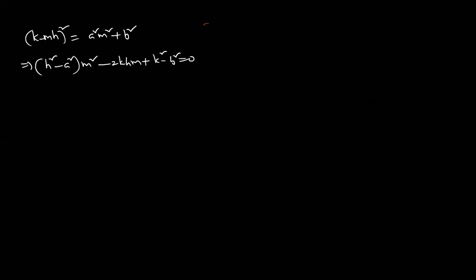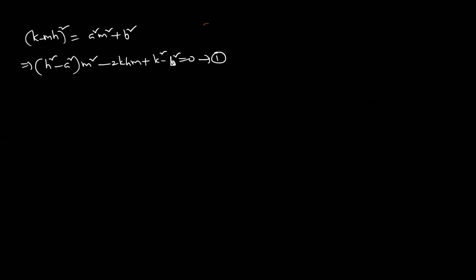So passing through this point means what is the result coming, anyone? k minus mh whole square is equal to a square m square plus b square. Now converting, what is the formula coming? h square minus a square into m square minus 2khm. What next? k square, means transposition. k square minus b square is equal to 0. This is the one.